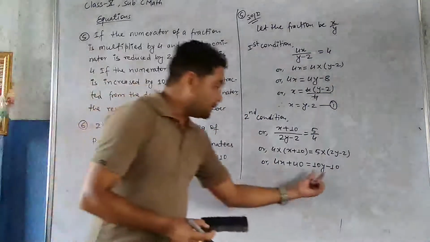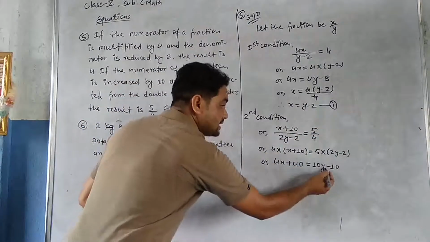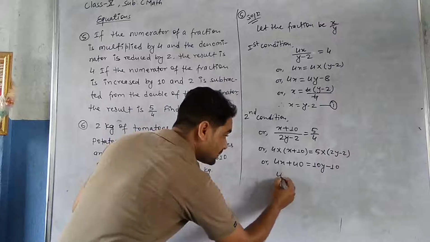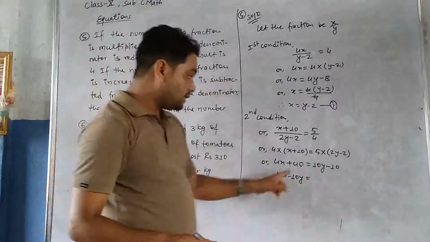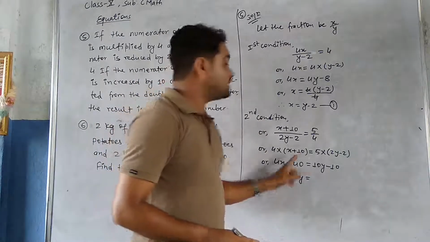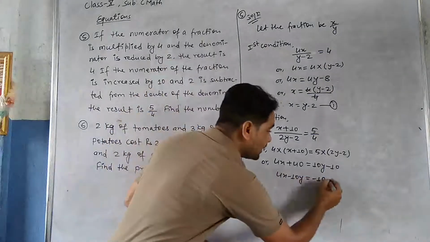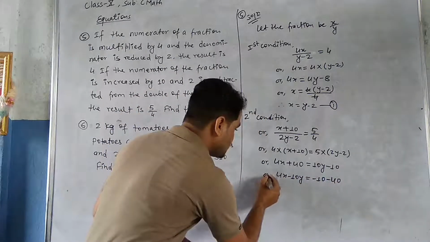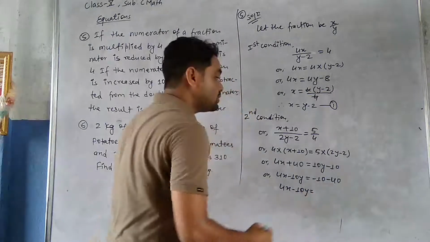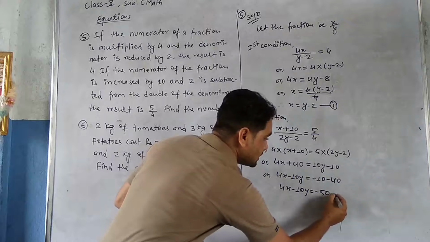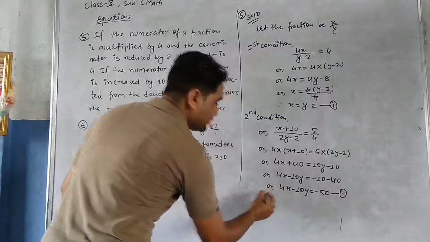So variable term one side and constant term the other side. So 10y is here, it is positive, this side then it becomes negative, so minus 10y equals to, look here, 40 is positive, this side then it becomes negative. Minus 10 is already there and minus 40. So we get 4x minus 10y equals to minus 50. Suppose this is the second equation. This is our second equation.